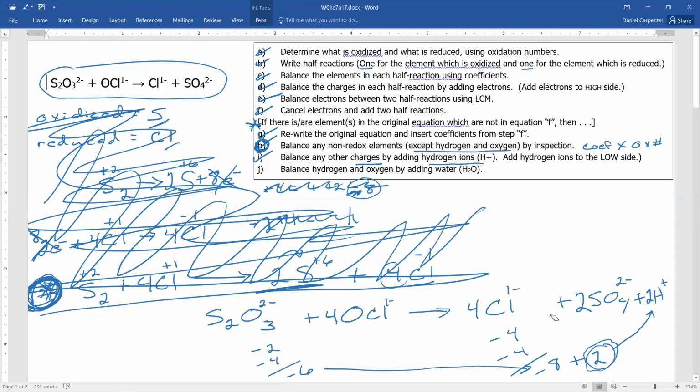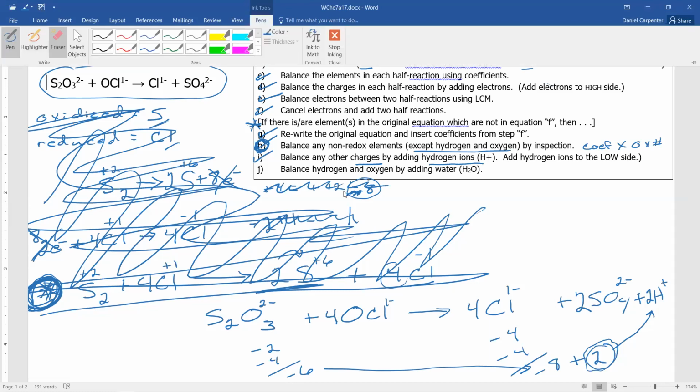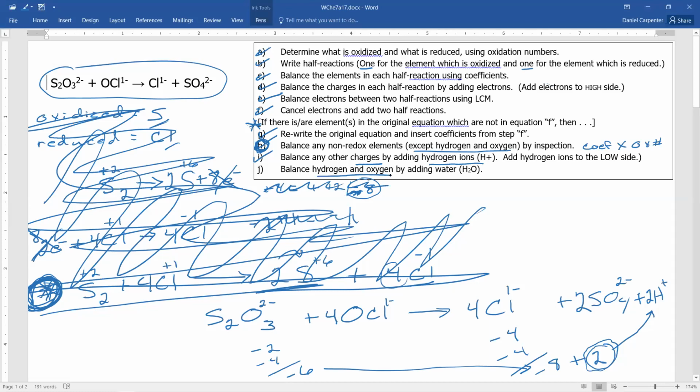All right, the last step. So the last step says balance hydrogen and oxygen by adding water. Now, you don't do them both at the same time. You either do the hydrogens and check the oxygen, or you do the oxygen and check the hydrogen. I think it's usually easier to do hydrogens, maybe not, but it feels to me like it is.